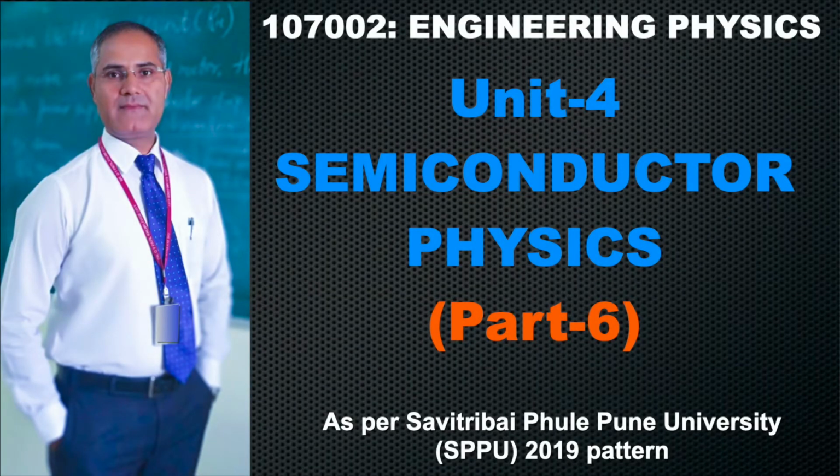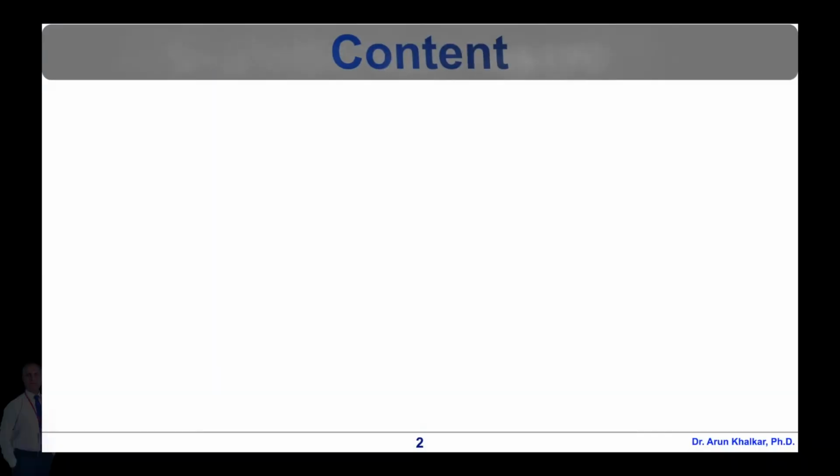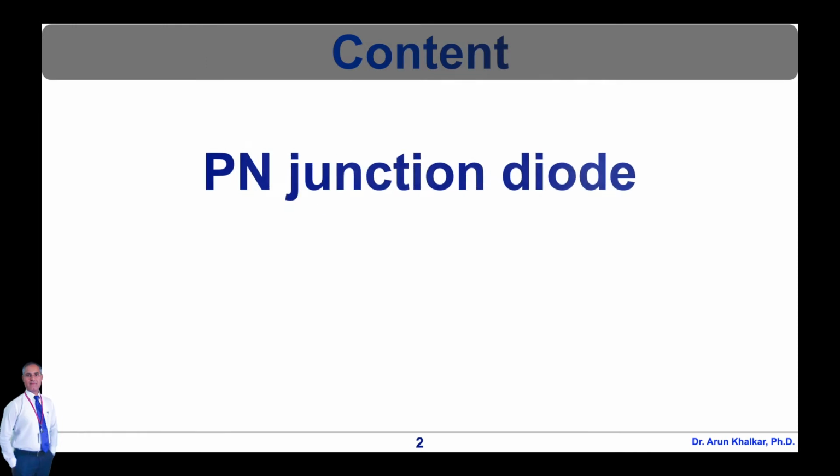In my previous lecture video, I discussed Fermi energy, the Fermi-Dirac distribution function, and the position of the Fermi level in intrinsic and extrinsic semiconductors. In this lecture video, I will discuss the p-n junction. So let's get started.